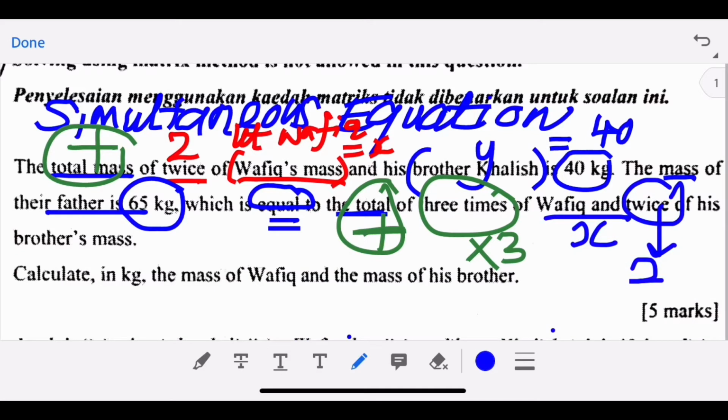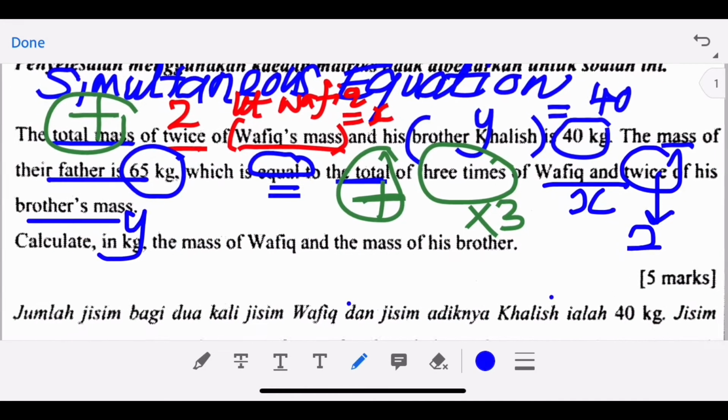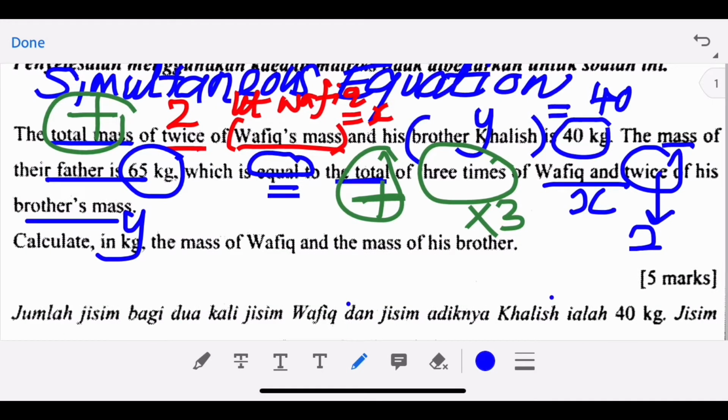Then I will sum up: 3x plus 2y is equal to the father's mass, which is 65 kg, right? So that is how you solve the HOTS question. You have to identify the variables, and then you form the mathematical equation.